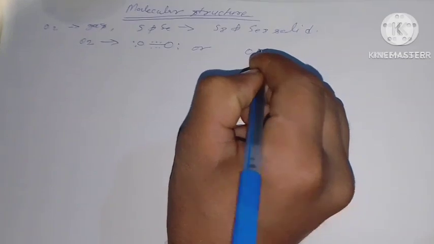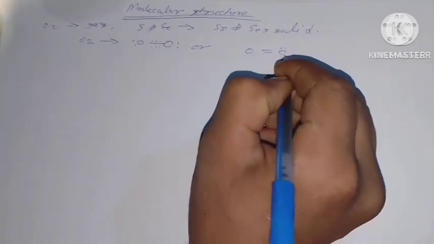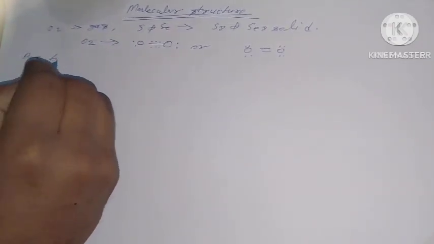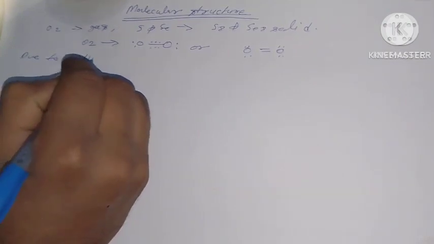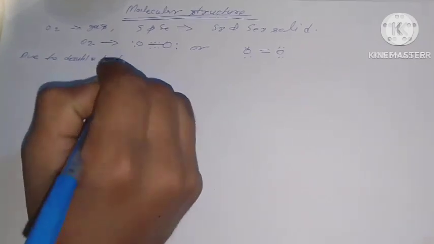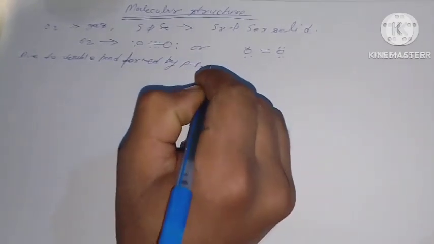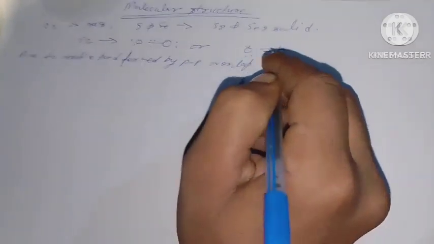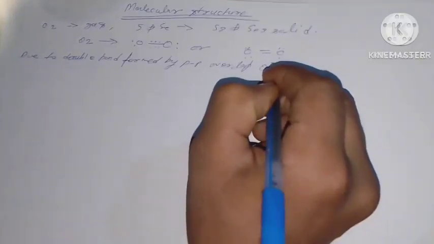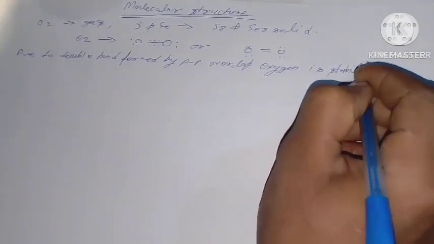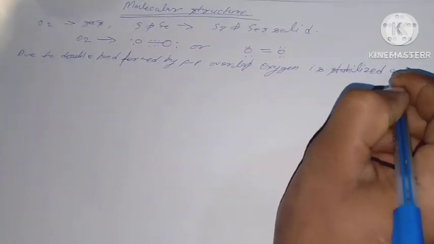Oxygen double bond oxygen. Due to double bond formed by pπ-pπ overlap, oxygen is stabilized as O2.